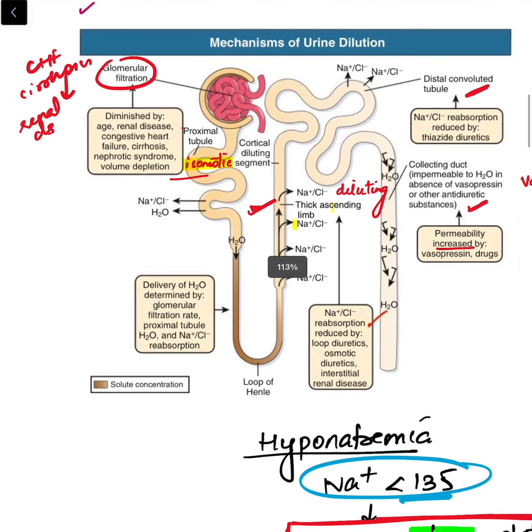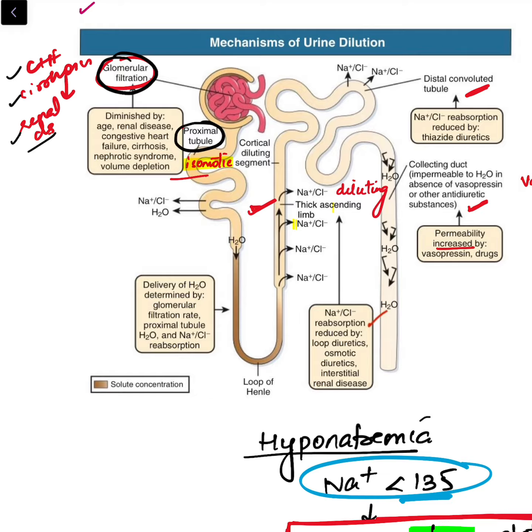Now, what are the mechanisms of urine dilution? So, GFR: the more filtrate that passes through the glomerulus, the more sodium will be reabsorbed. So, what leads to a decrease in GFR? Some of the causes are congestive heart failure, cirrhosis, or any renal disease.